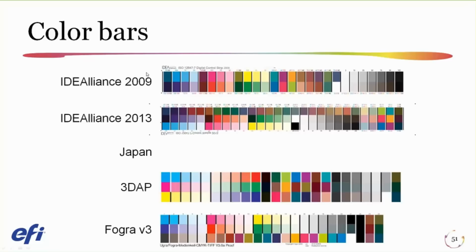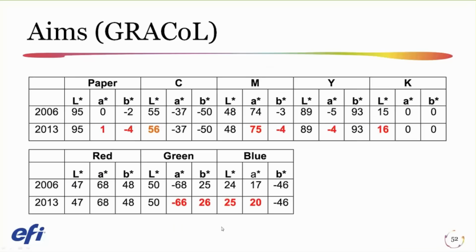There's an older strip, there's a newer strip. The newer strip has more colors. 3DAP for our friends in Australia, and FOGRA, different color bars. So you would not select the FOGRA color bar to try to hit GRACOL. So you have to make sure you select the correct color bar first. Then, what are you trying to hit? There will be measurements of each of those patches, and we have aims. We have LAB values. If you remember from three weeks ago, LAB means what does it look like?